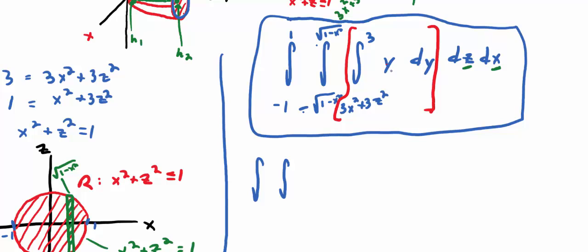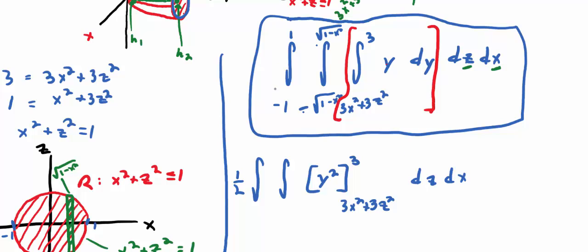Could I pull that 1/2 out front? 1/2 y squared, y squared over 2, same thing. So could I pull out the 1/2, make life easier? Okay. And then I get y squared evaluated from 3x squared plus 3z squared to 3. And we still have dz dx.